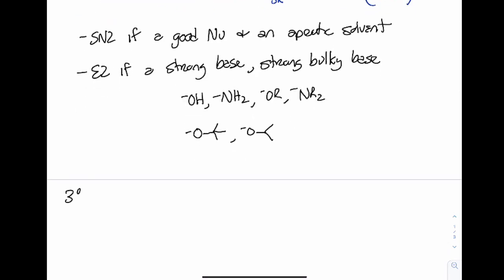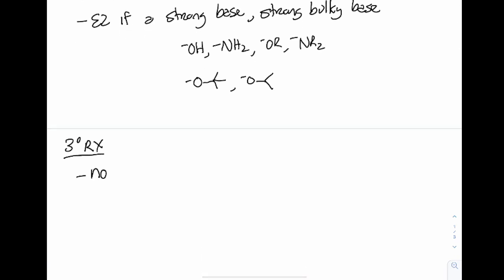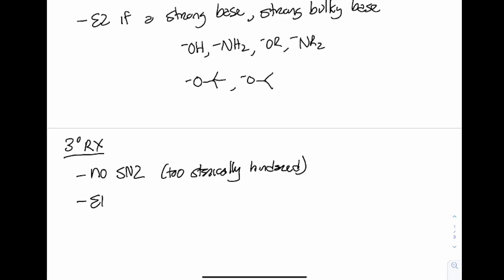Last one, tertiary alkyl halides. If it's tertiary, no SN2, too sterically hindered. Again, remember the mechanism for SN2: nucleophiles add at the same time our leaving group is leaving. So that transition state has all of those electrons around that carbon at the same time. So too much steric hindrance. E1 competes with SN1, and I'm just going to write C above.